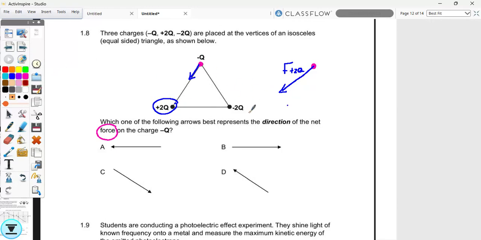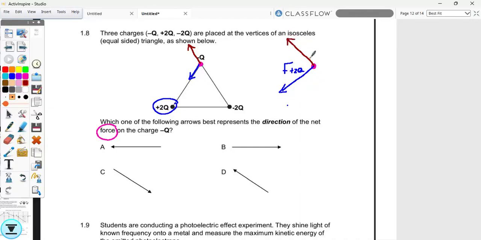So here's minus and minus. What will minus and minus do with each other? Repel. So it's going to have a force away from this one, but it's in the same direction. Oh, I mean, the same size because it's 2, 2. So these two will have equal length. So it will be going this way.